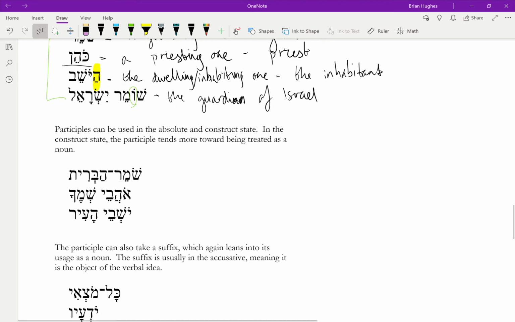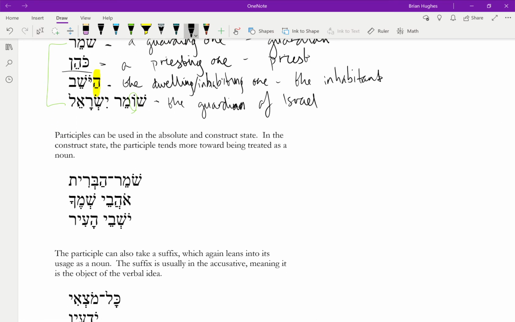So, okay, as I've already said, they can be used in the absolute or construct state. In the construct state, the participle tends toward being treated more as a noun. So this is taking from the substantive use of the participle. So here we have shomer chaverit. So we've already seen this is the guardian. Guardian of the covenant, right?